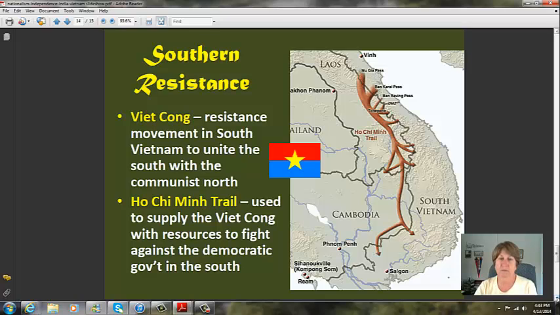The Southern Resistance. The Viet Cong was a resistance movement in South Vietnam that was to unite the South with the Communist North. The Ho Chi Minh Trail was a famous trail used to supply the Viet Cong with resources. The Mekong River was an important part of this transportation of resources used to fight against the democratic government in the South.